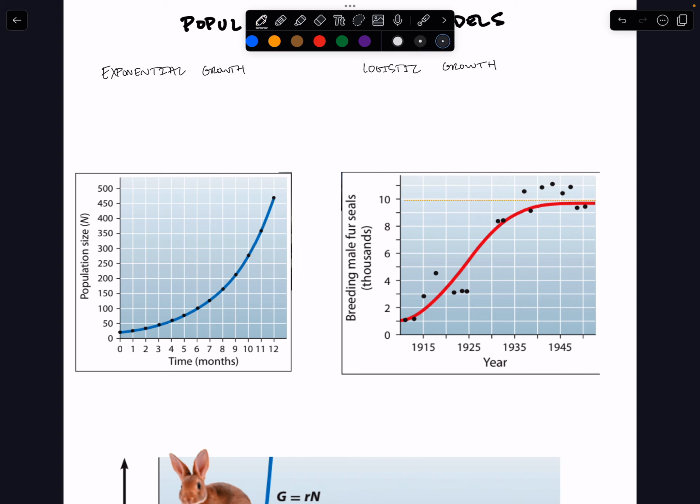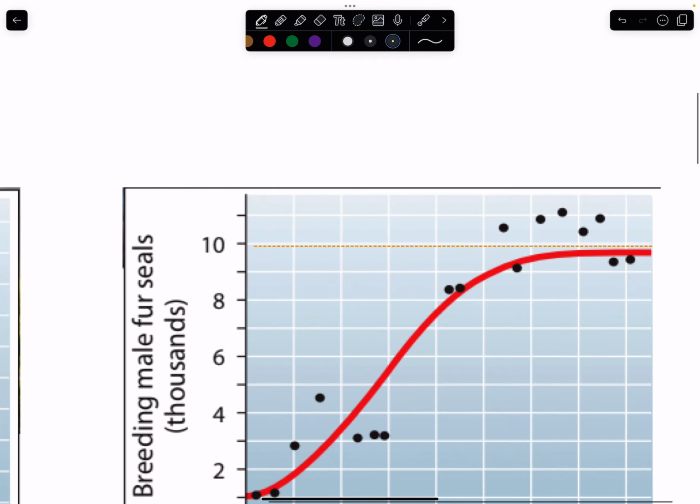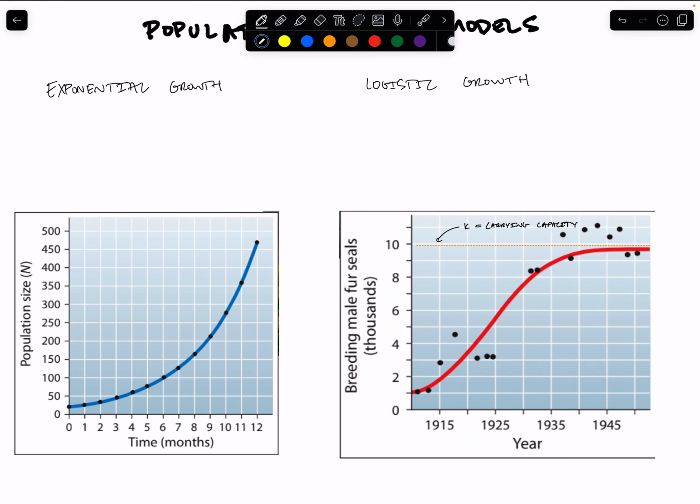So this dotted line represents a variable that we call K. K is equal to the carrying capacity, and the carrying capacity is the number of individuals that the environment can support. So logistic growth is a more reasonable long-term model for how populations will grow.